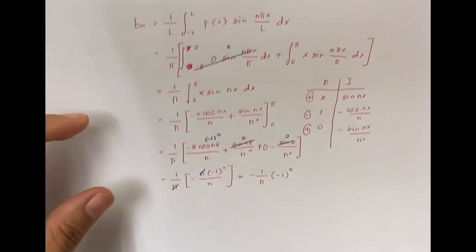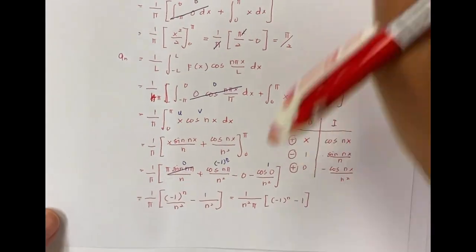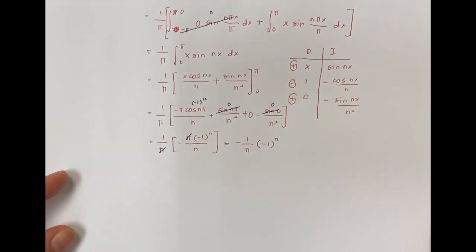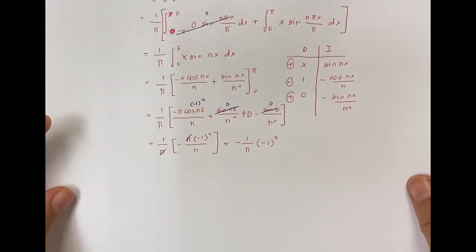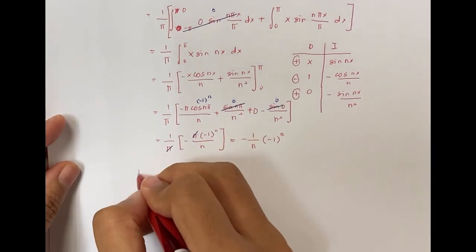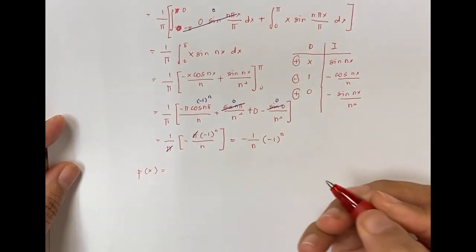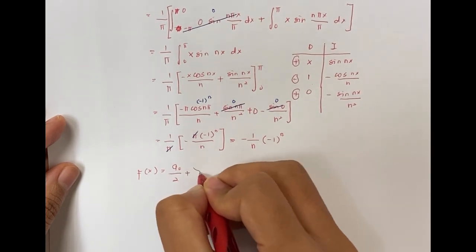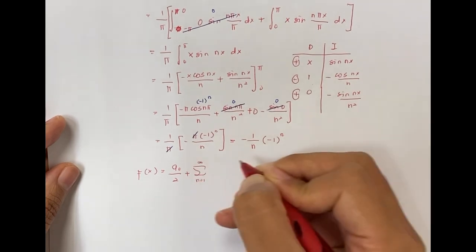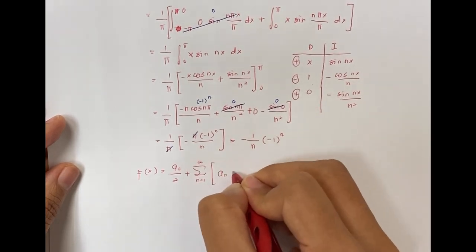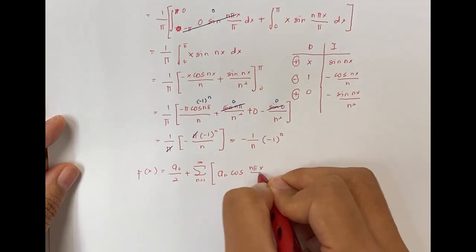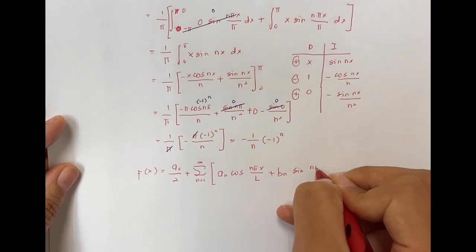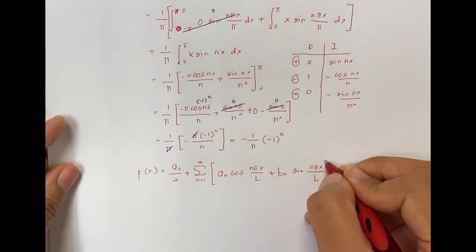So now you have your a naught, an, and bn. Okay, substitute into the formula f(x). So f(x) for neither even nor odd, you have a naught divided by 2 plus summation n from 1 to infinity an cos n pi x divided by L plus bn sin n pi x over L.